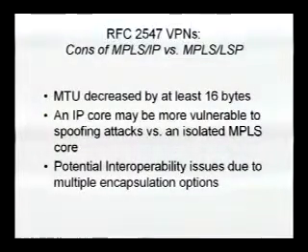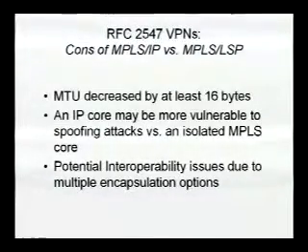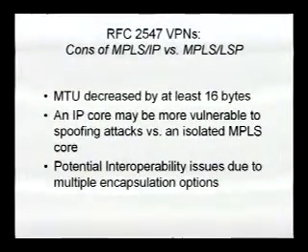So what are some of the cons of MPLS over IP versus MPLS over an LSP? Well, the MTU is decreased. IP header is bigger than a label, at least 16 bytes, that's the MPLS over IP case. Also, it's reported in a number of internet drafts, in a book or two, what have you, that an IP core may be more vulnerable to spoofing attacks versus an MPLS core. I believe actually that was even mentioned in a talk at NANOG a couple of years ago. So this could be an issue, and we'll talk about that.